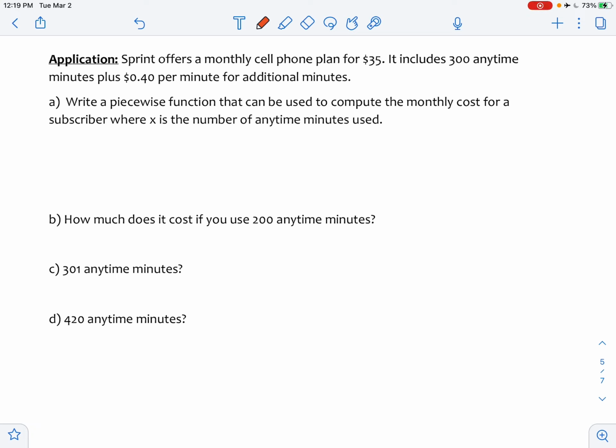We're going to start by writing a piecewise function. So if you think about the cost of this plan, you're spending $35 if you use under 300 minutes. And then if you use over 300 minutes, that's when you have to start paying that extra 40 cents. And so that's our two separate pieces of the piecewise function. So I'm going to start with, of course, f of x equals, and let's start with the base plan. You have to pay $35. So f of x equals 35, just a flat rate.